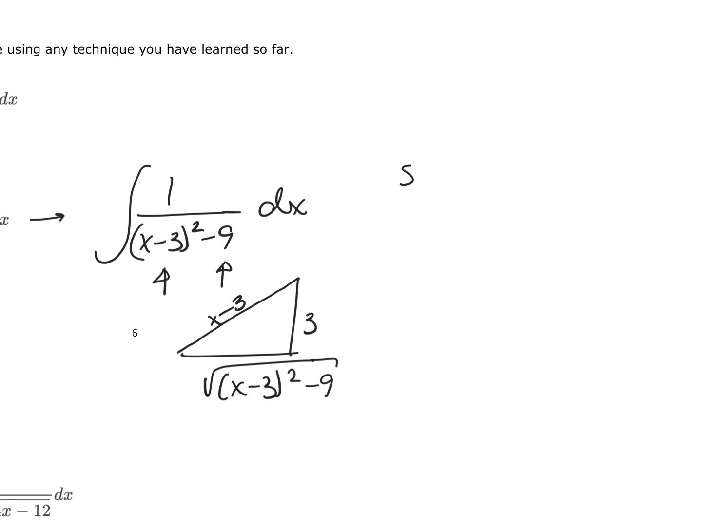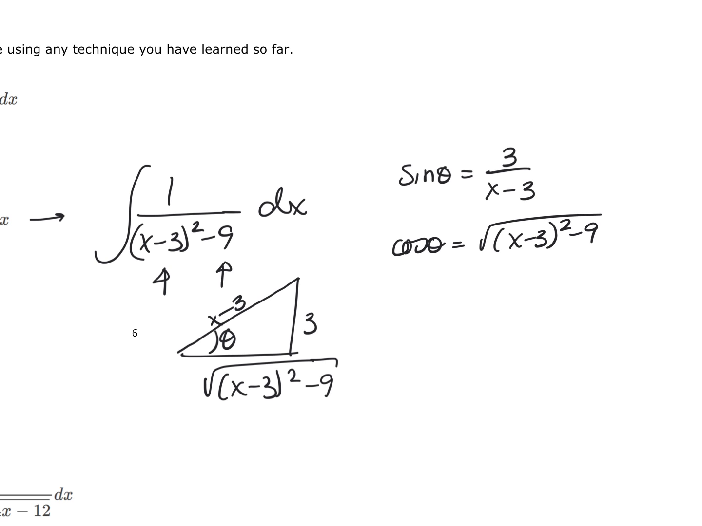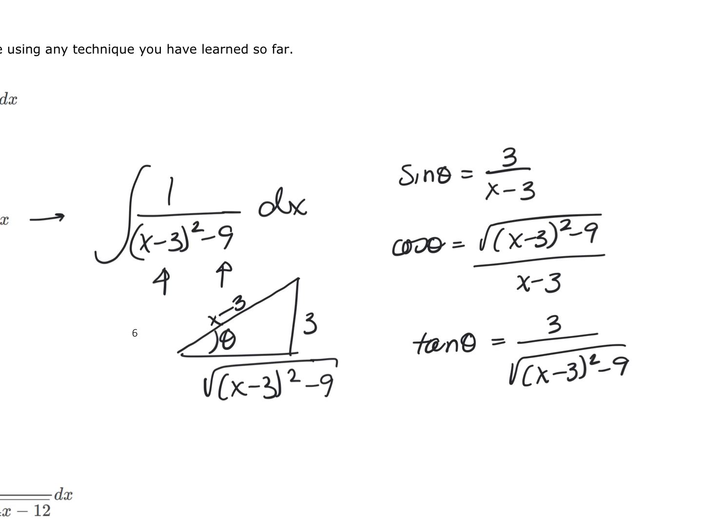So once again, I'm going to say the sine of theta is going to be equal to 3 over x minus 3. The cosine of theta is going to be the square root of x minus 3 squared minus 9 over x minus 3. And the tangent of theta is going to be equal to 3 over the square root of x minus 3 squared minus 9.